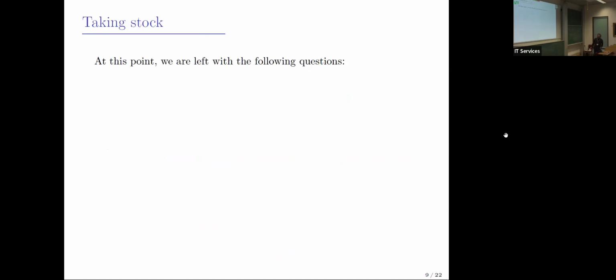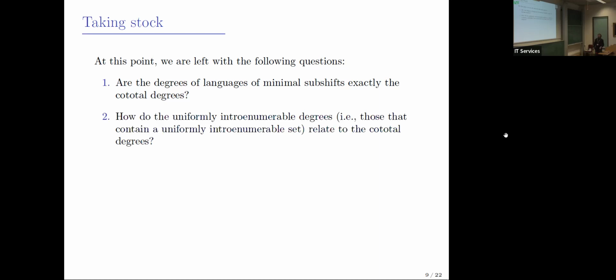Okay, so taking stock. We care about cototality and introenumerability because of this email from Jeandel. Well, we left some questions open. First of all, we just kind of ran off and proved a bunch of things about cototal degrees, not really thinking about the original motivation for the question. Are the degrees of languages of minimal subshifts exactly the cototal degrees? Or, for example, is it special that languages of minimal subshifts are also uniformly introenumerable?